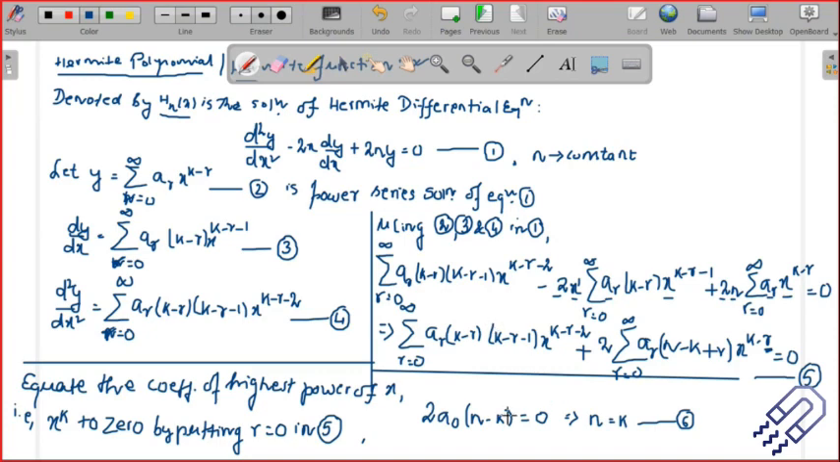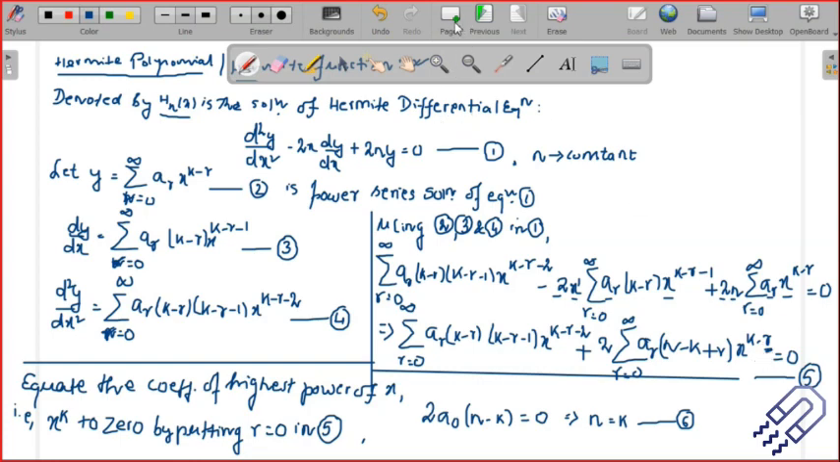This side I've written it correctly. There by mistake I've written n. So n is equal to k, okay. So we have to remember this. So we have equated the coefficient of highest power k, x to the power k. The next power would be nothing but x to the power k minus 1. Why we are doing this, you will soon know. k minus 1 will be the next highest power. That means r should be put as 1 now, okay.